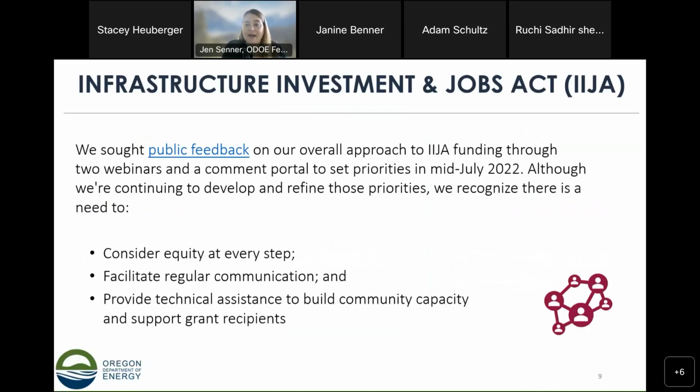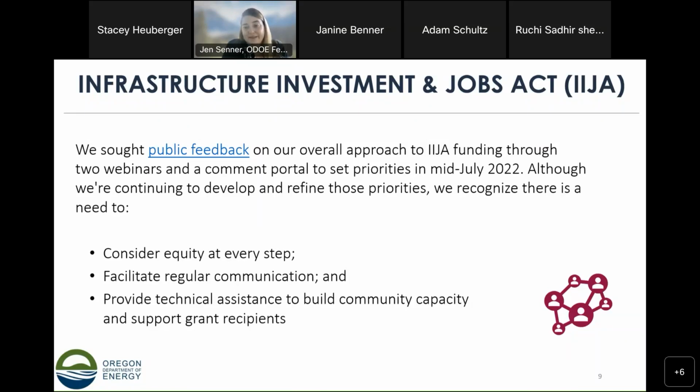Overall, we're working on establishing guiding priorities based on feedback that we received in July to help us as we direct the investments under all of these different opportunities under the Infrastructure Investment and Jobs Act. I want to start by thanking those who took the time to participate in either one of those two webinars or provided your information through the comment portal. We're working through that at this time to come up with our guiding priorities.